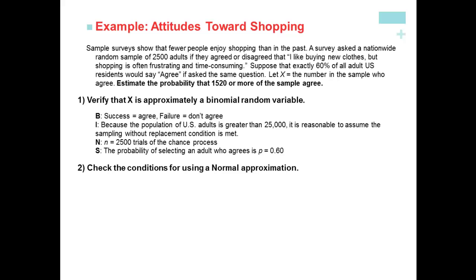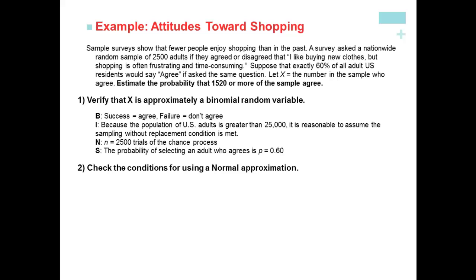Independence: because the population of U.S. adults is greater than 25,000, it's reasonable to assume the sampling without replacement condition is met. The number of trials is fixed at 2,500, and the probability of success is the same, 0.6.